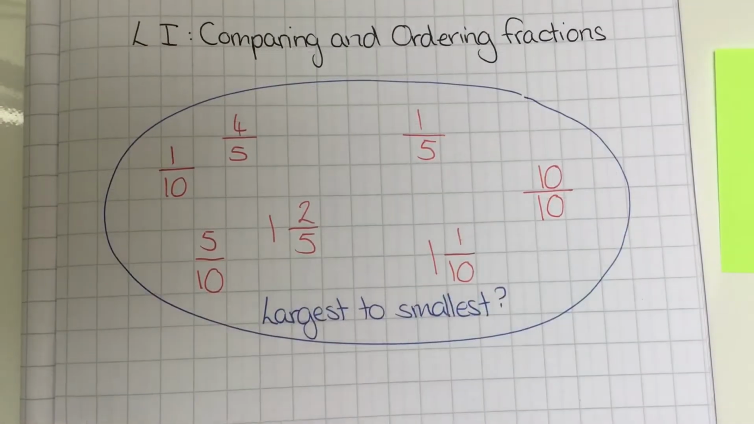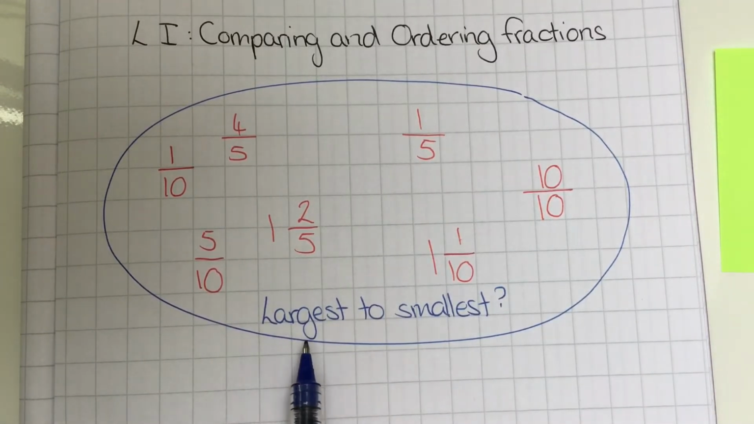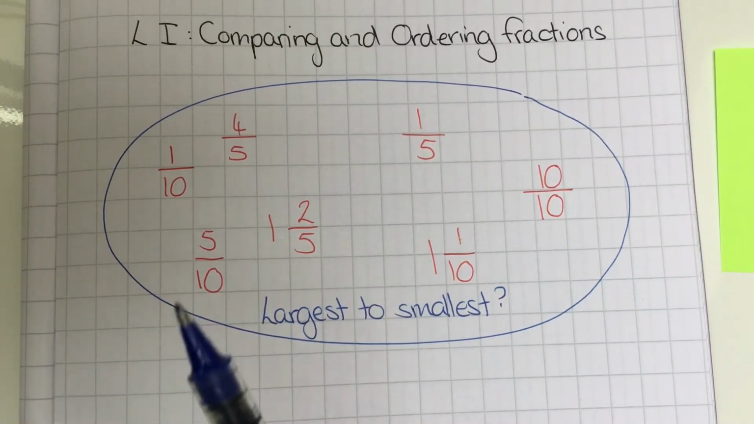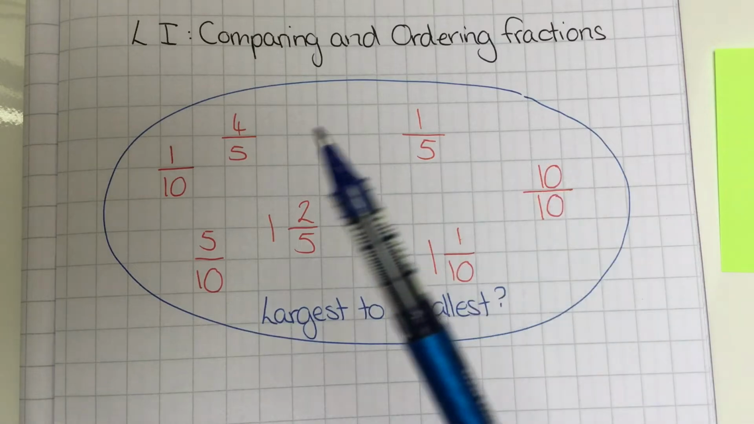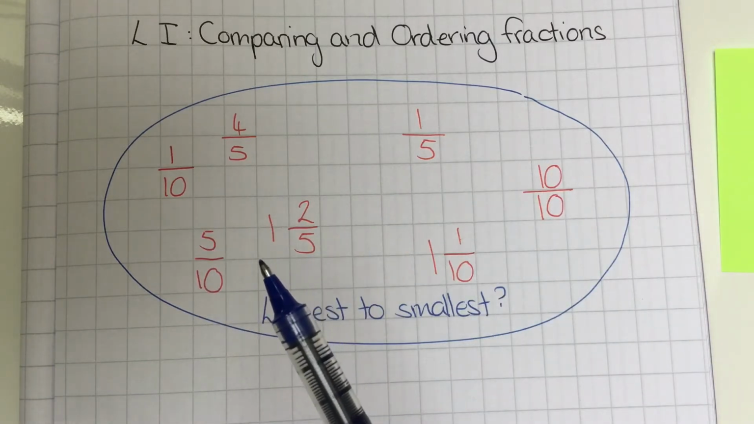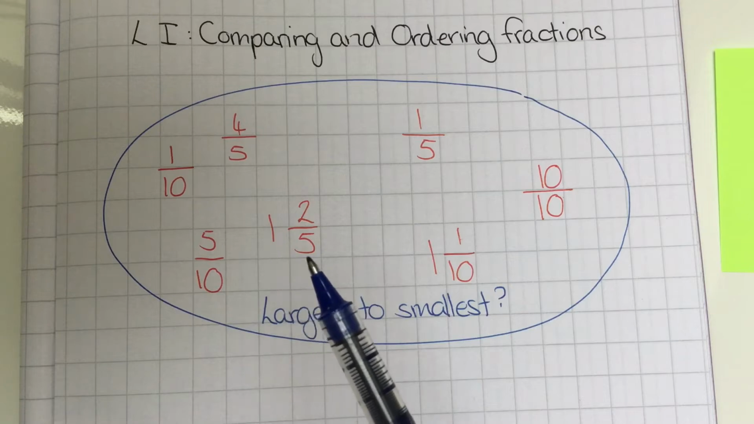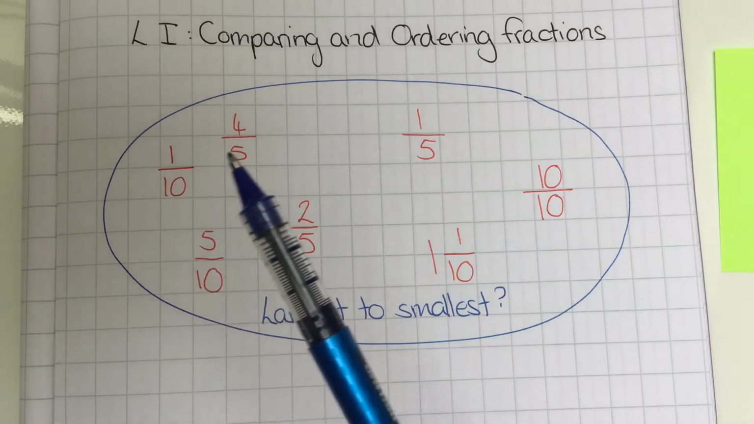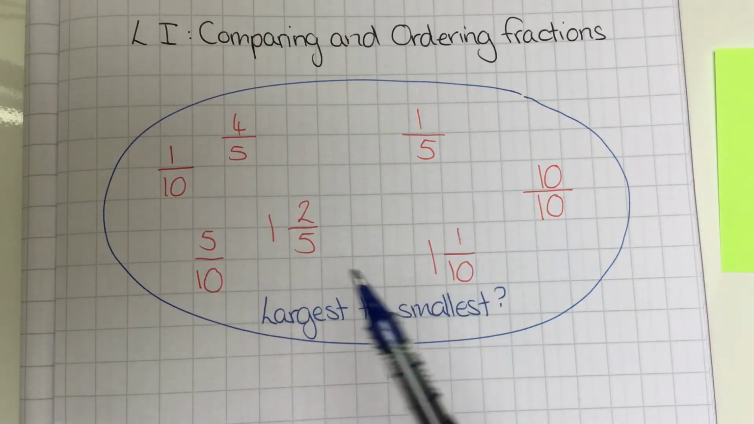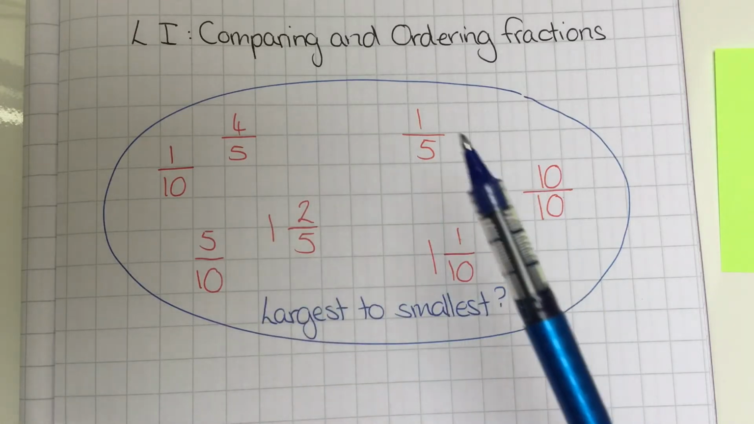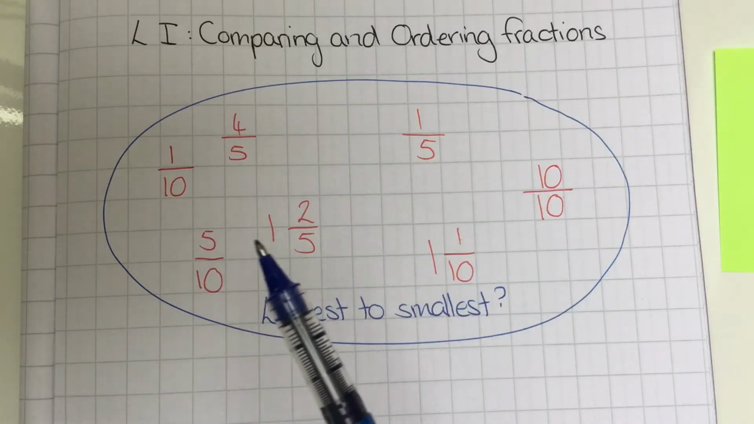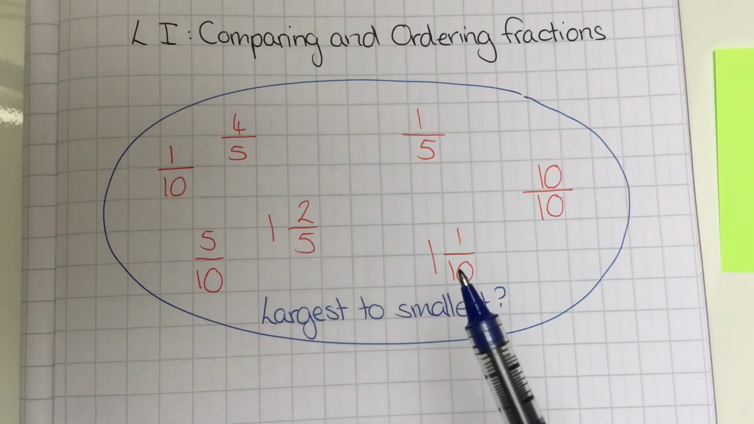Okay, so in your work today, you might be asked to put fractions in order of size. In this case, we are going from largest to smallest. Have a look at the fractions we have down here. Now you will notice one or two things. First of all, you'll notice that some of these fraction numbers are mixed numbers and they have whole numbers as well as fractions. If it has a whole number, it's going to be bigger than the fractions that do not have whole numbers. So which ones have whole numbers? This one and this one.